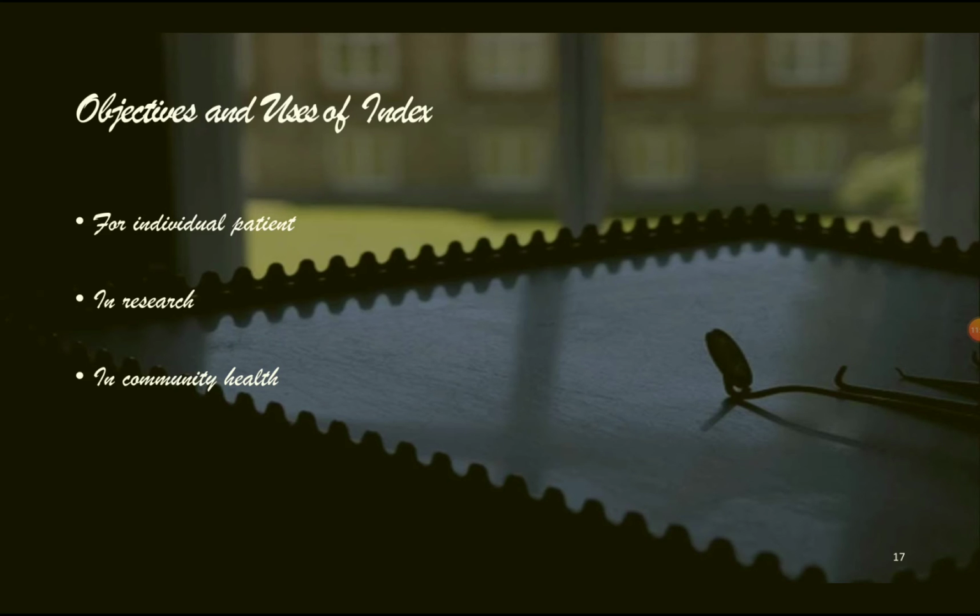So coming to the objectives of index. It is mainly for individual patient, research and community health. The main purpose or object of using index in dental epidemiology is to increase understanding of the disease process, thereby leading to methods of control and prevention. In addition, it attempts to discover population at high and low risk and to define the specific problem under investigation.